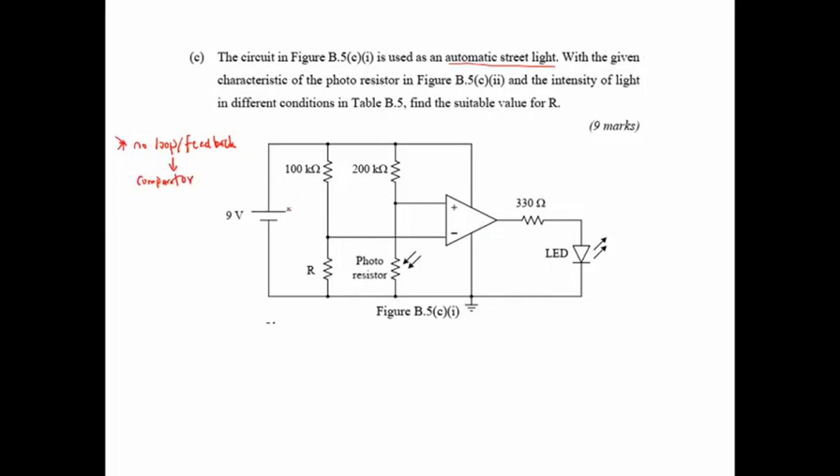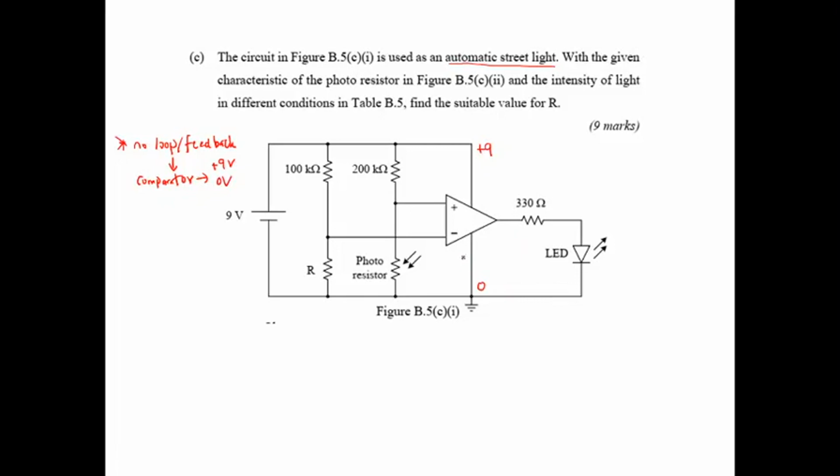So the output voltage is either plus VCC. What is your plus VCC? The plus VCC is here, which is 9 volt. So the output will be either positive 9 volt or the minus VCC here, which is ground, 0. Okay, so this is the operation of the comparator.